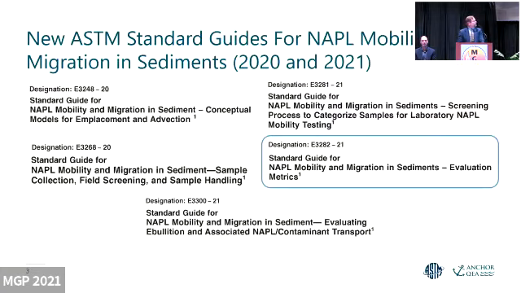So in 2020, 2 new guides came out. The first one is about conceptual models for emplacement and advection. The second one is about sample collection, field screening, and sample handling. And then in 2021, there are 3 new guides. One is about selecting samples for laboratory NAPL mobility measurements and testing. And then there's this one that I am going to focus on in this talk, the evaluation metrics. And then the last one is about ebullition and ebullition facilitated NAPL transport.